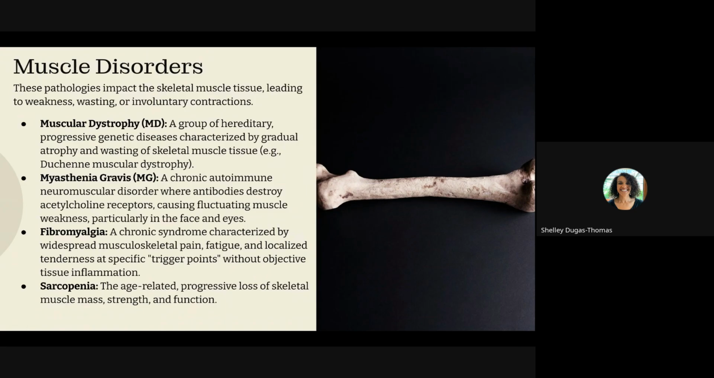So myasthenia gravis is myo, which is muscle, plus asthenia, which is weakness, and gravis, which means severe. It's a severe autoimmune muscle weakness disease. Sarcopenia, which is sarco, flesh or muscle, plus penia, which is deficiency or lack. This is the natural loss of muscle mass as we age.